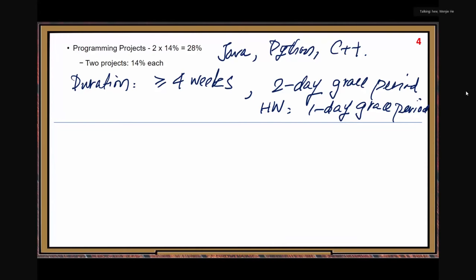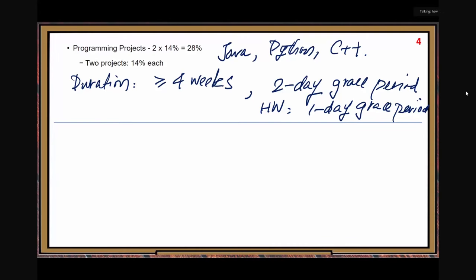So you can do group discussion, that's fine, but do not copy the code. When you write the code, you need to write your own code, okay? Because sometimes when I do the grading, when I see two different projects have the same behavior, then I will compare the code, okay? So work independently. So that's the project.